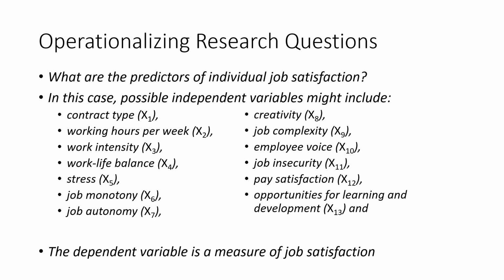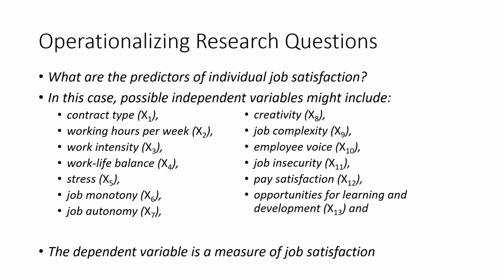Now, there's almost an infinite number of predictors that you could put into a multiple regression equation, but obviously we have a limited sample size when we collect samples, and so we need to be quite parsimonious in terms of building our models. I've picked out 13 potential predictors of job satisfaction. So the contract type might be one. If you're on a fixed term contract, you might be less satisfied than if you're on a continuing contract. Working hours per week, that's self-evident. Work intensity, work-life balance, the amount of stress that you feel in your job will obviously feed into your satisfaction.